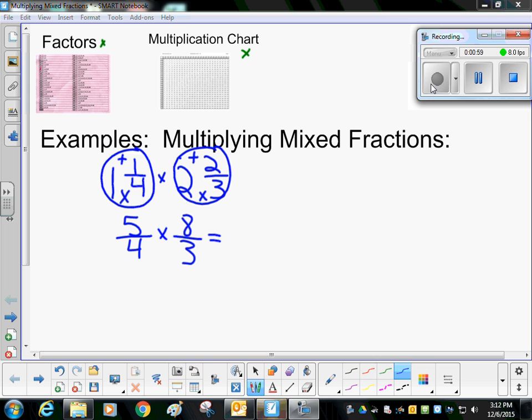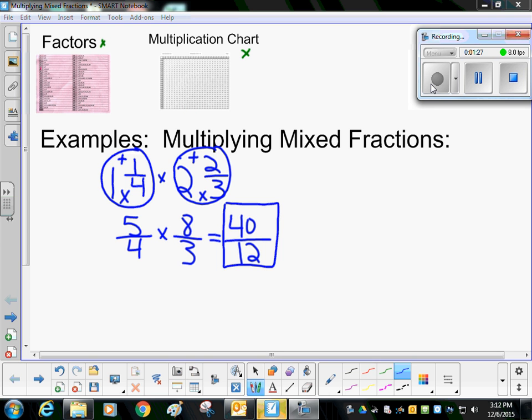So I'm going to go ahead and multiply my numerators, which gives me 40. 5 times 8 is 40 for my numerators. My denominators, 4 times 3 is 12. Great. I am done multiplying my fractions. However, I am left with an improper fraction. Remember, an improper fraction is where my numerator is larger than my denominator.